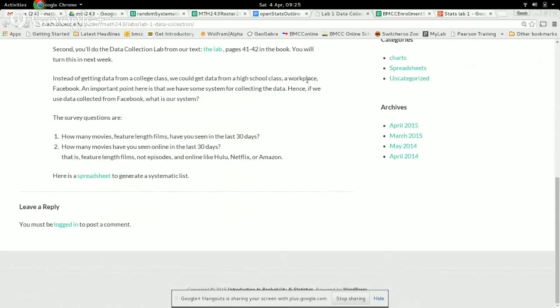Now we want to be careful about things like workplaces, because what if your workplace is Wild Horse Cinema? Might Wild Horse Cinema employees be more likely to see a movie recently than people that don't work at a cinema? I would think yes, but I don't know for sure. That could bias the data. You want to be careful about that.